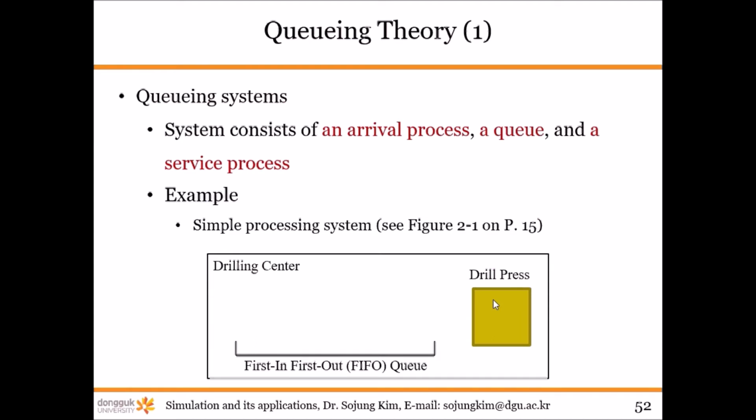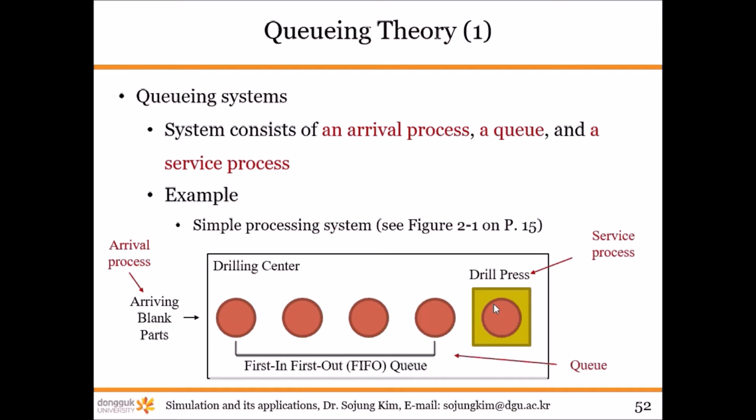We have a drilling center having one drill press and one FIFO queue, first in, first out. And there is a part arrival and part departure. Then we have a service process, which is the drill process. If I just mention queue, usually we assume that it has a first in, first out rule, a discipline.